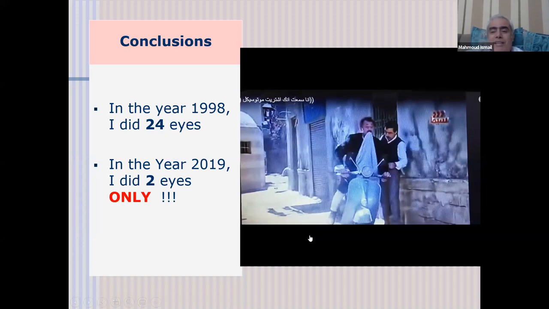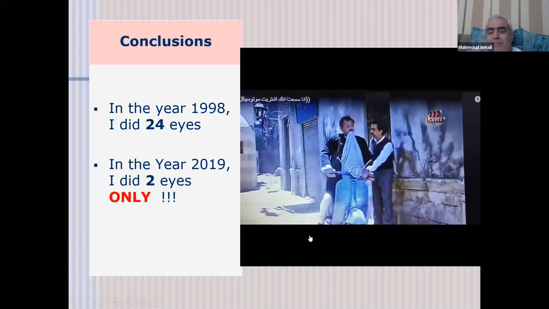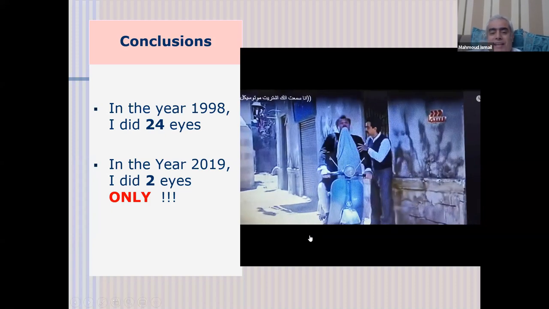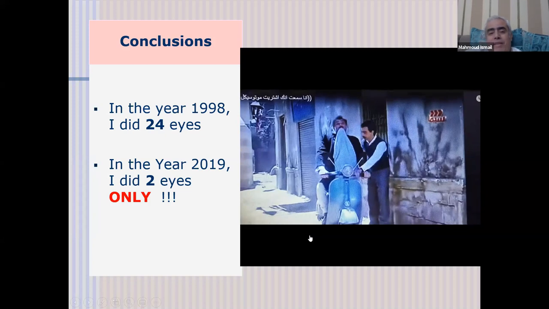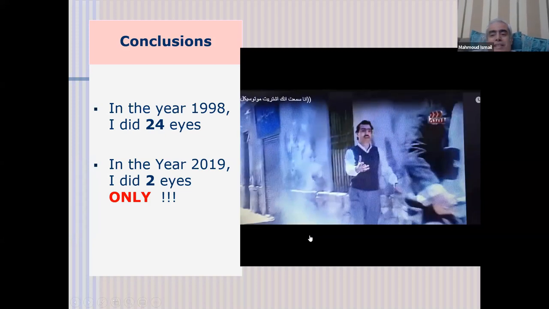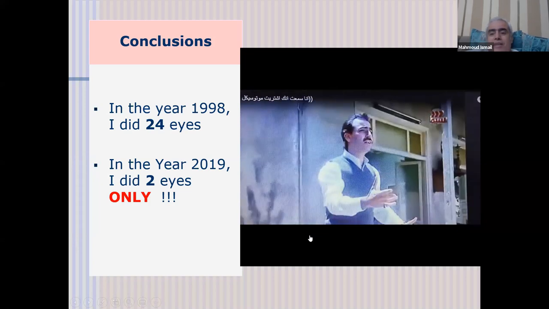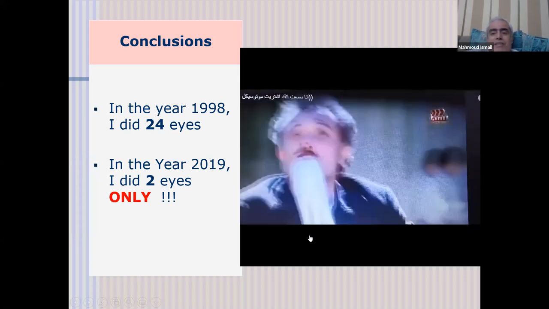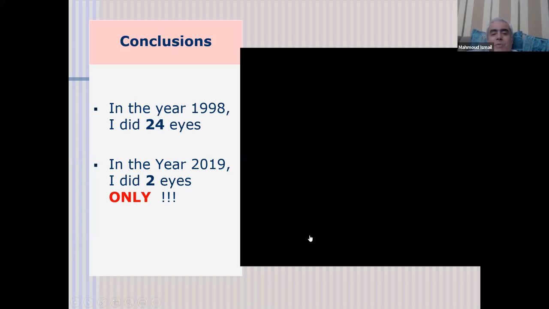And actually he insists on driving the bike in spite of the fact that he cannot see. Let me tell you something. How dangerous is the keratoplasty? So dangerous that I will tell you just one piece of information about myself. In 1998, I performed 24 eyes in 1 year, and this is a record.